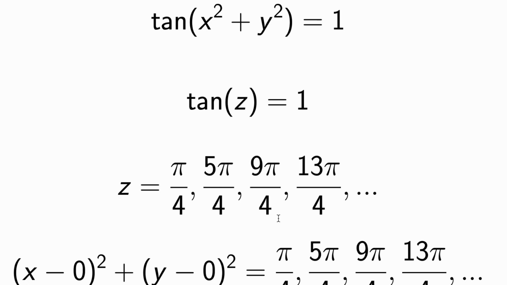So then, that's a circle with center 0, 0, with radius the square root of pi over 4, that's the first circle. The second circle has a radius of square root of 5 pi over 4, and so on. So that's how tan of x squared plus y squared is equal to 1 turns into infinite circles of distinct radii.